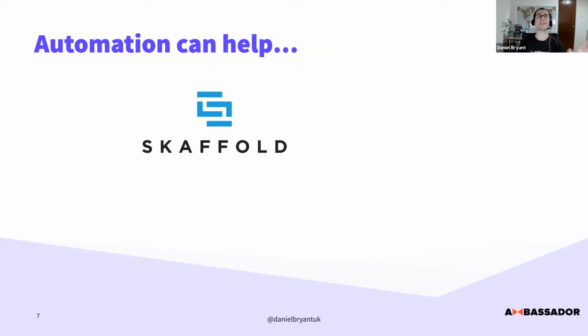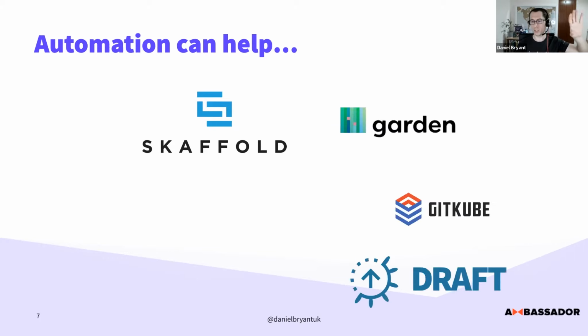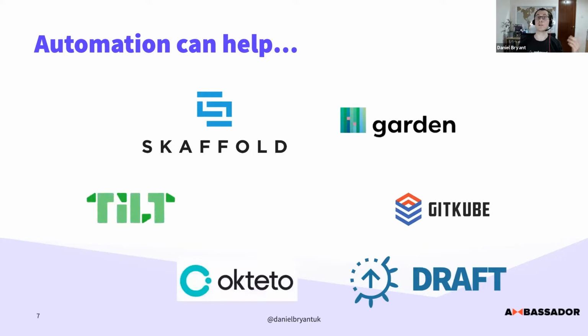Automation can help. Fantastic open source tools. Just going to shout out a bunch. Scaffold from Google automates the container build and push cycle in the background. I can be coding away, my container is building automatically, or my file is being synced up into the remote Kubernetes cluster. Similar deal with Garden, GitCube. I think Draft actually has been retired now, but I put it there for completeness. It was a Microsoft product for a while, open source. Octeto, always chatting to the Octeto folks, and the Tilt folks are awesome too.